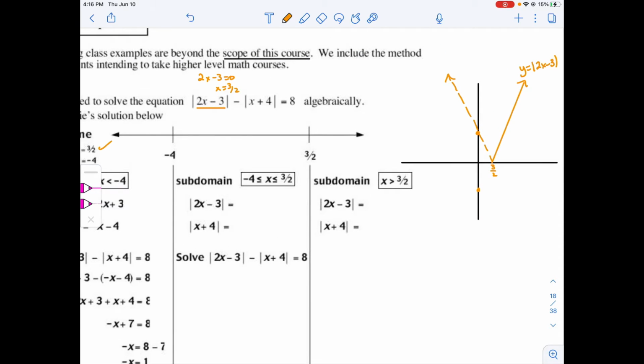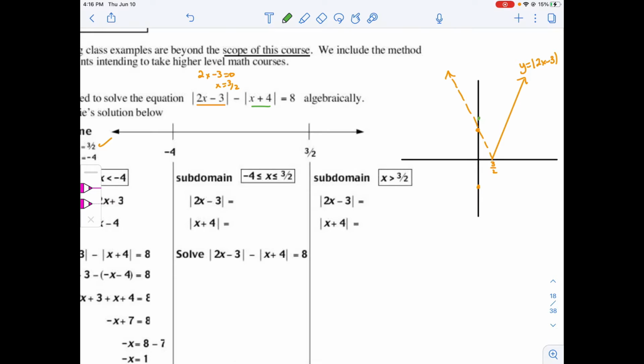And then if we were to graph the x plus 4, okay, x plus 4, it would look something like this, okay? This would be our 4, of course, and our graph has a slope of 1. It would look something like this. And of course, this would continue on.